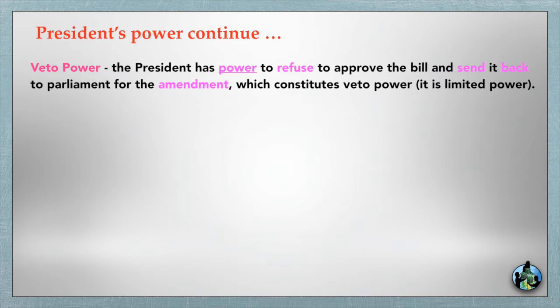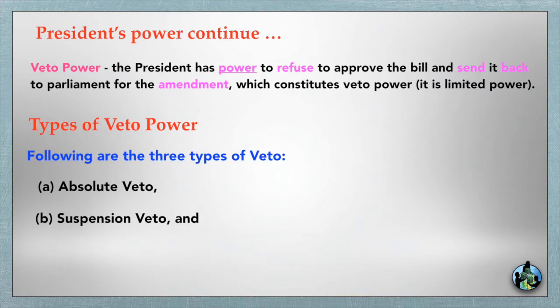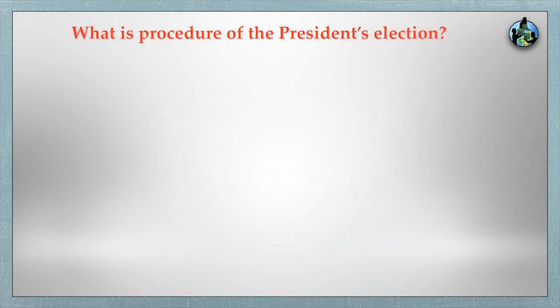It is limited power, although. Now, the next question is types of veto power. Following are the three types of veto power: absolute veto, suspension veto, and pocket veto. In my coming videos, I will discuss all these powers separately in detail. So please keep watching. Now, the next question is, what is procedure of the President's election?